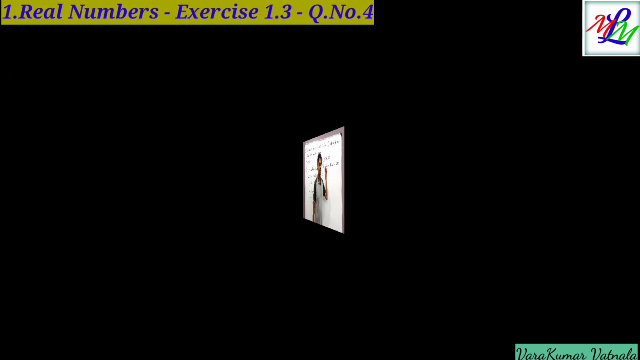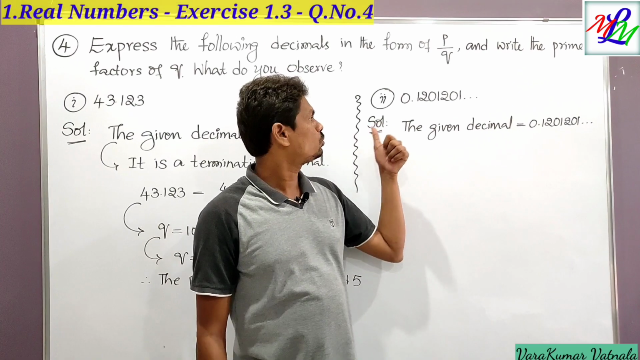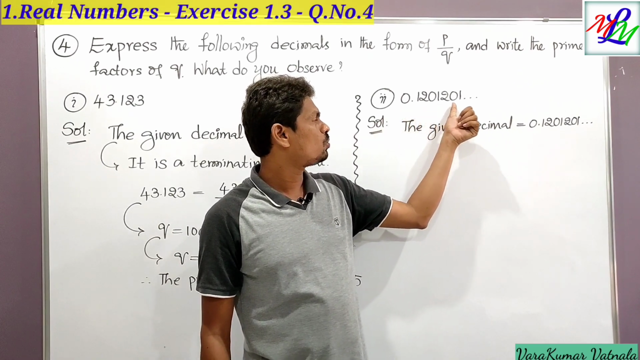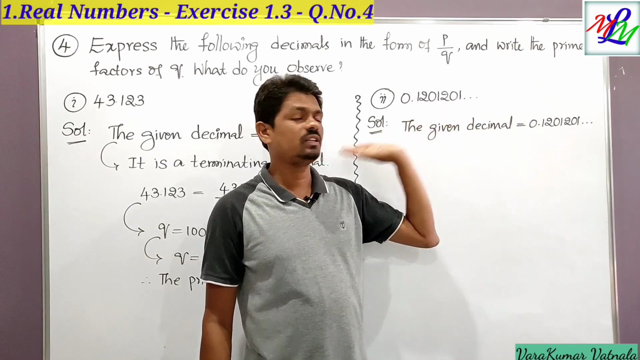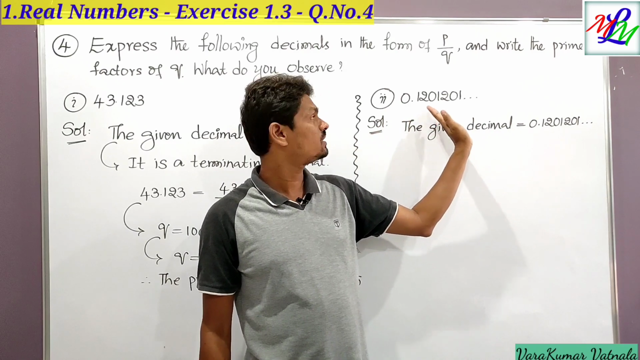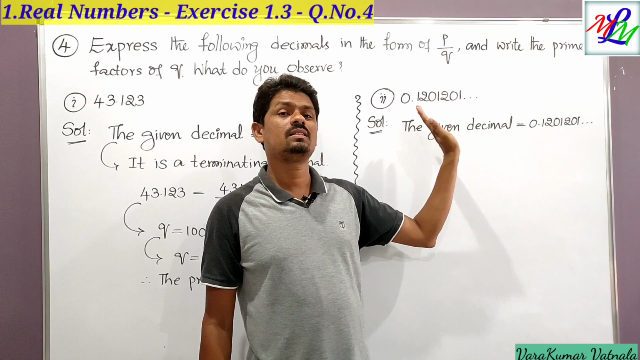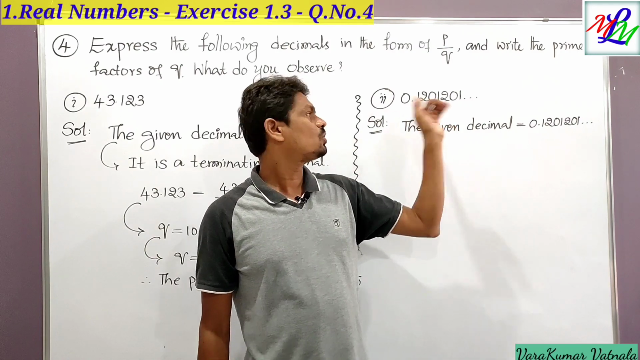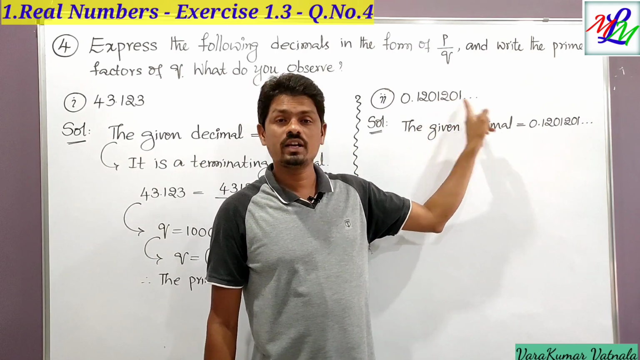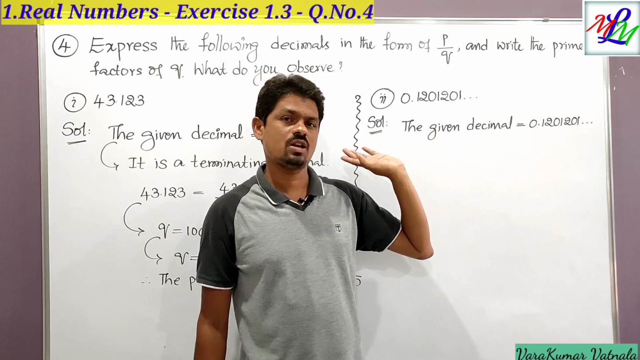Next we solve the second bit in the fourth problem, 0.120120 dash dash. You have to notice that there is no dash dash in the textbook, but he has given it as an irrational number. So you must write dash dash, then only it is an irrational number.